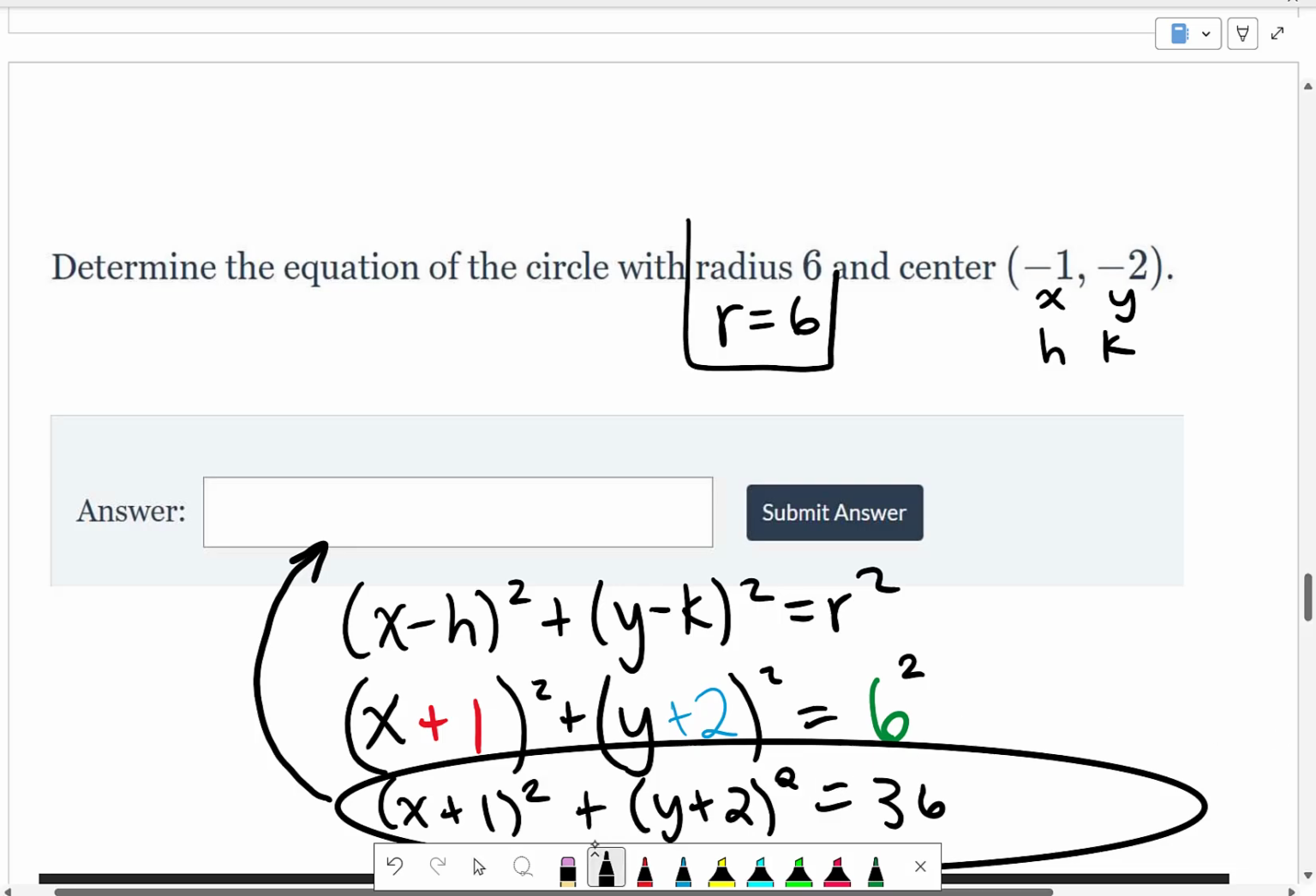So the radius is 6, and this is the center. Remember, for the center, we have to change those signs.